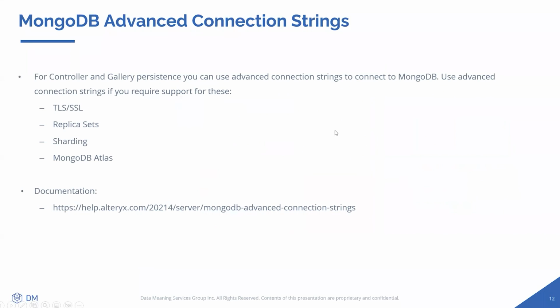There are options for advanced connection strings. If you have other options for connecting to your Mongo, like let's say you have a user-managed Mongo, or your organization is managing a Mongo and you have to do TLS connections, or you're connected to MongoDB Atlas, which is like a cloud version of Mongo, there are ways to connect, and there's some documentation here.